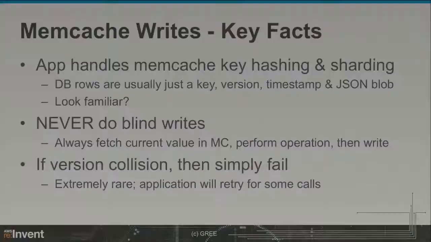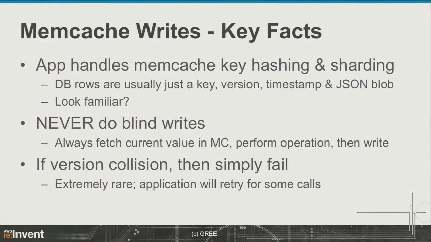So again, as Omer mentioned, the hashing for Memcache is done at the application level. And in our case, we really use the database more like a key value store, right? We just have a key. We have that version string I was talking about. We have the timestamp. And then we have usually a JSON blob of some data set.